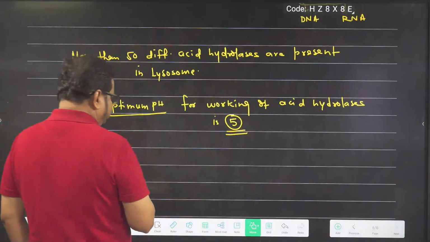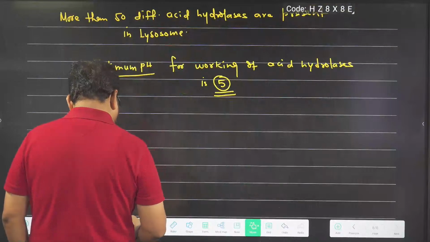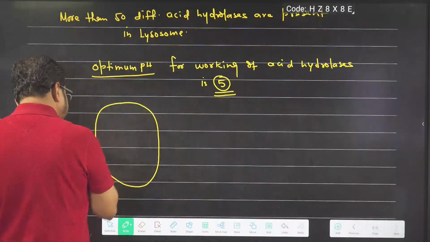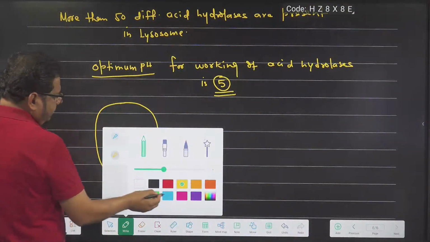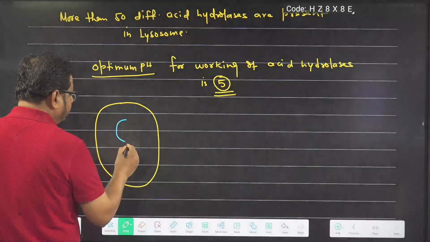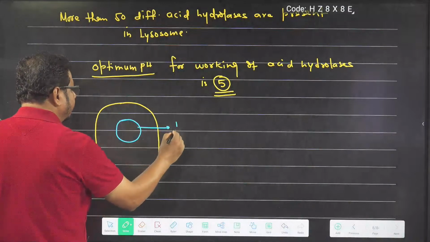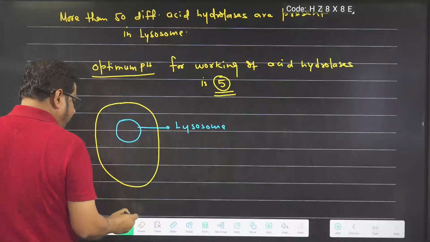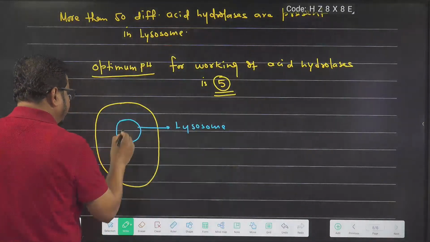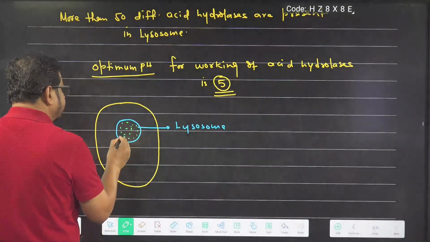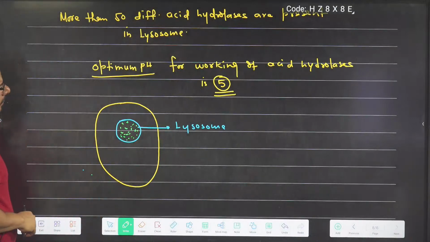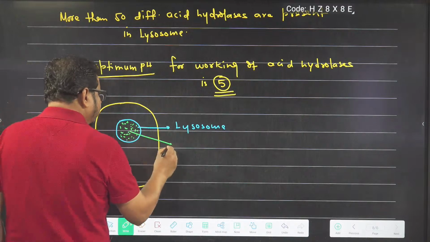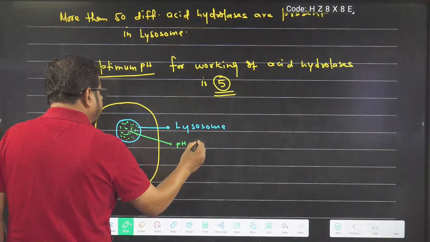Now you just try to understand, this is a cell. I am just giving you an idea. This is a cell, and inside the cell, this is a lysosome, assume. And inside this lysosome, many acid hydrolases are present. These are so many different types of enzymes. These are acid hydrolases. So the best pH for the working of these enzymes is 5.